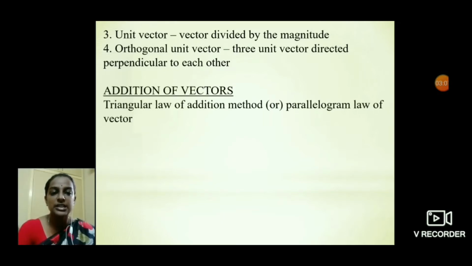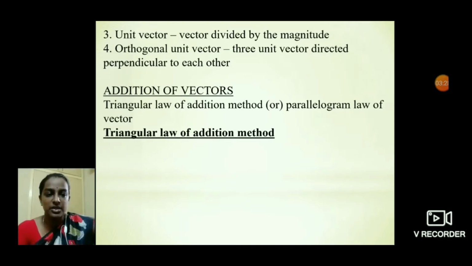Next is addition of vectors. Addition of vectors can take place by the geometrical method or the analytical method. This is the geometrical method. Addition can be done in two ways: one is the triangular law of addition method, or the parallelogram law of vectors. Now let's see the triangular law of addition method.